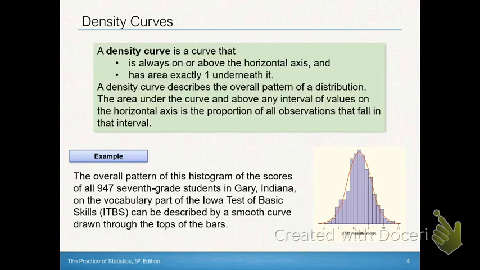So the curve itself is called a density curve. A couple of things that are important about a density curve is that it is always above the x-axis, and the area underneath the entire curve always equals exactly 1.